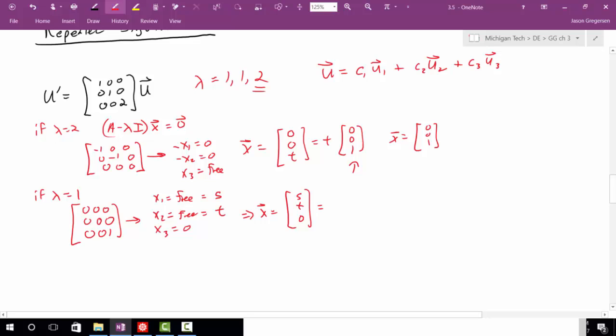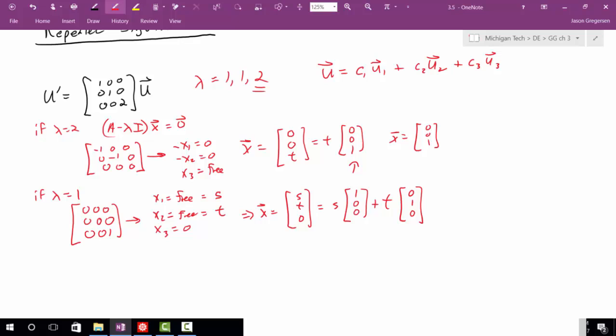So I'm going to rewrite this. And from linear algebra, you might remember this is parametric vector form. I'm going to write it like this: s times 1, 0, 0 plus t times 0, 1, 0. And you can check to make sure that's equivalent. If I take t times this vector, I get 0, t, 0. If I take s times the other one, I get s, 0, 0. If I add them together, I get s, t, 0.